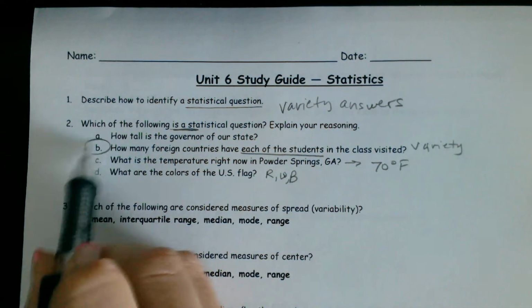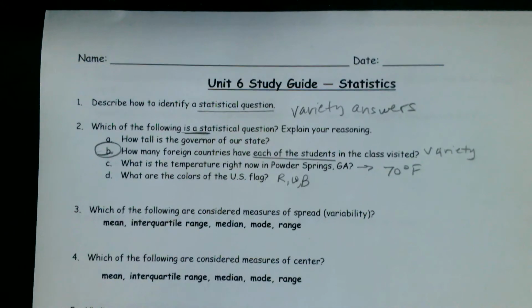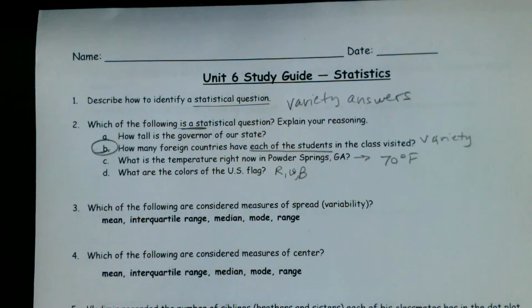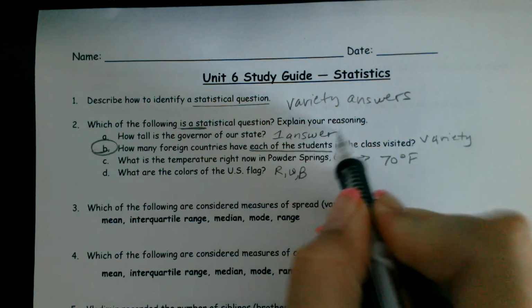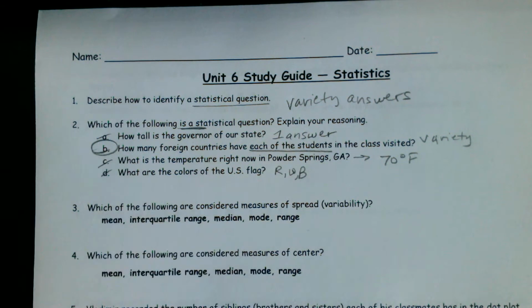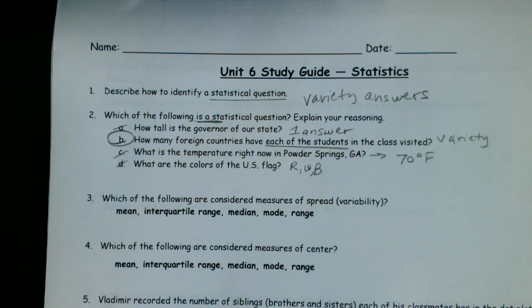So far, B looks like a good answer. How tall is the governor of our state? Well, we have one governor, so there's going to be one answer. So here we only have one answer. So A, C, and D are out. So B is your best choice.